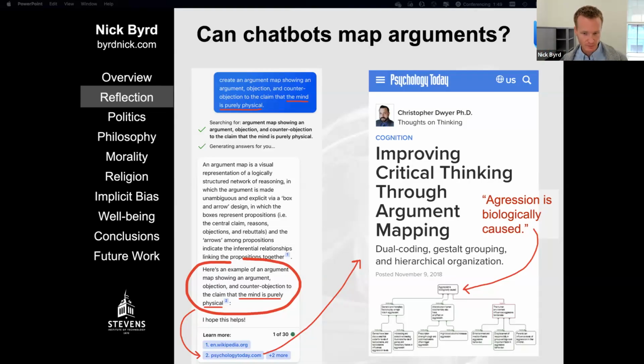So Bing Chat told me that my colleague's Psychology Today post has an argument map about this claim that the mind is physical. Although Bing Chat is correct that my colleague's article contains an argument map, that argument map is about a very different claim. It's basically a complete failure to understand the topic either that I'm mentioning or the topic of that argument, or perhaps both, but just a colossal failure of understanding here.